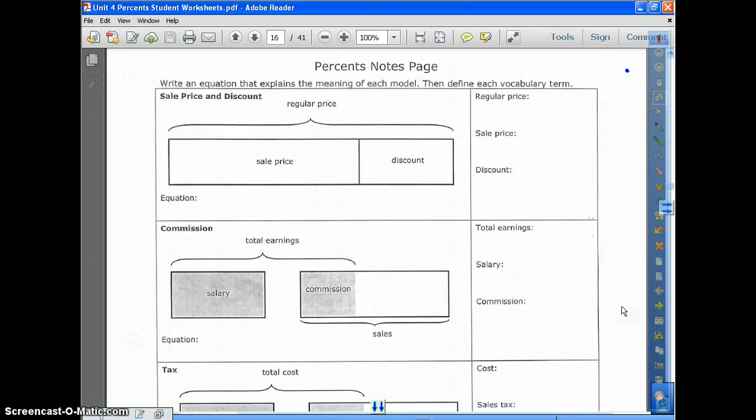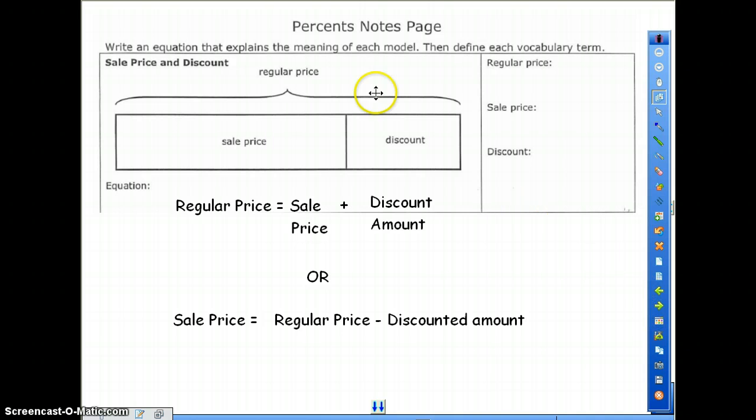Let's take some notes. All right, get out your percents notes page. It looks like this. And let's take a few notes. The instructions say write an equation that explains the meaning of each model. Then define each vocabulary term.